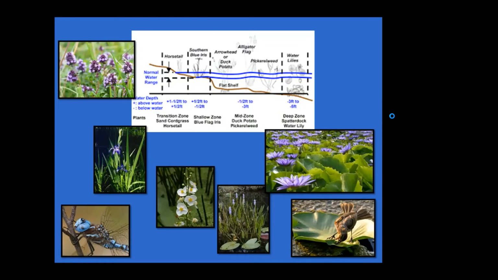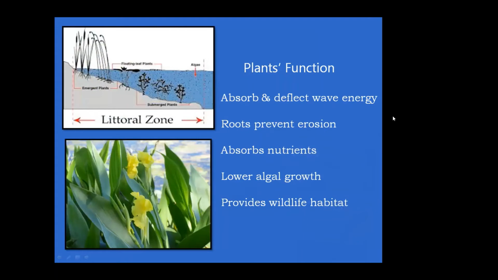So what is it that plants do? What is their function in a pond? Well, they get eaten, but in terms of keeping the pond as a functioning dynamic system, they protect the pond banks, they prevent erosion, they absorb nutrients, and lower the algal growth. You can read these. And they provide habitat, critically. They provide habitat for the creatures who are sharing the pond.